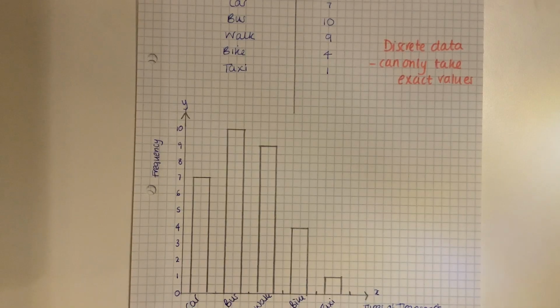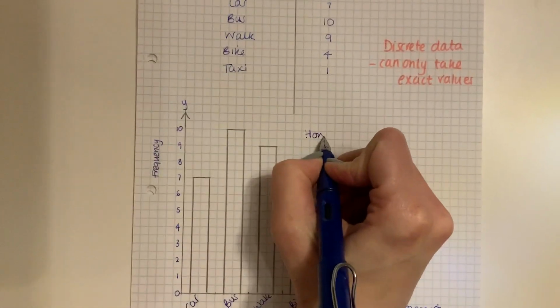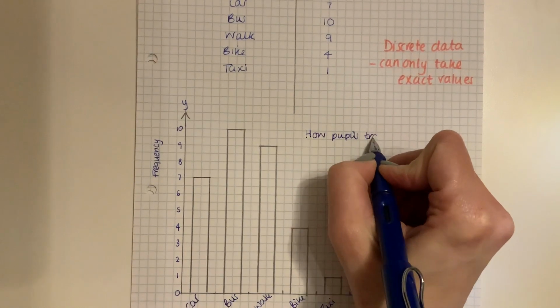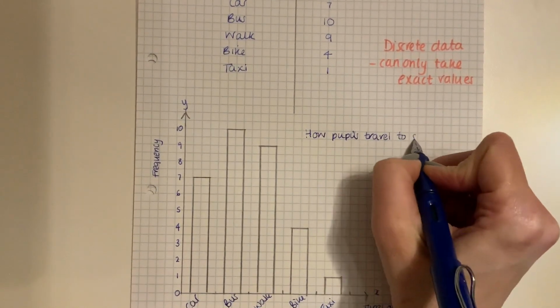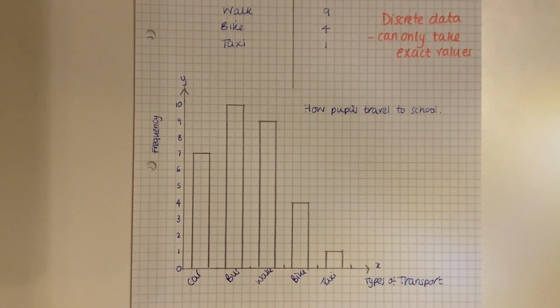And now all I need to do is give my bar chart a title. So this is how pupils travel to school. And there is my discrete bar chart drawn.